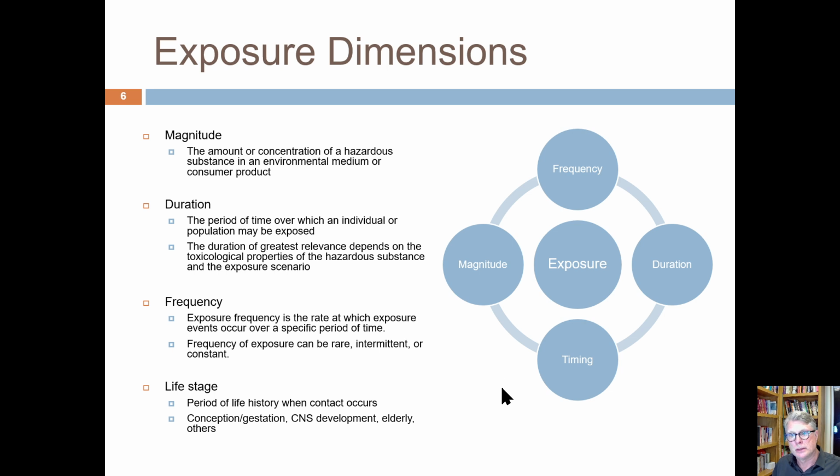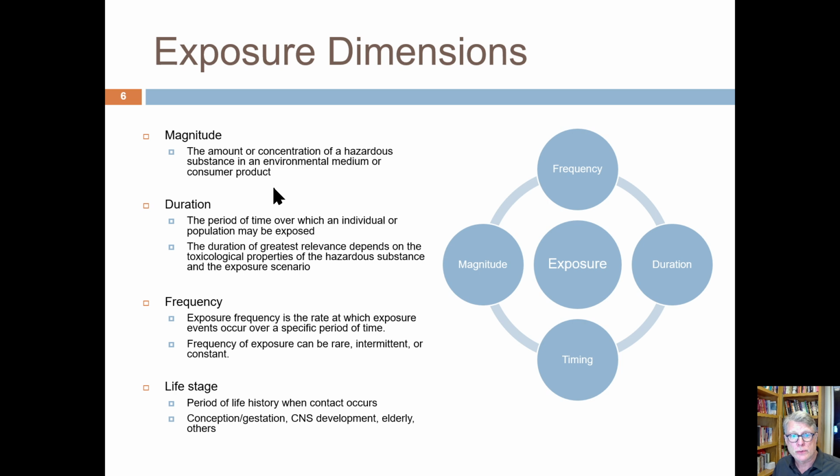Exposure has 4 key dimensions. They are shown here on this slide: magnitude, duration, frequency, and timing or life stage. Magnitude typically refers to the amount of some hazardous substance in an environmental medium like air or some consumer product. And that amount we typically characterize as a concentration, so the amount of that substance per the volume of the medium, or the mass of the medium, or another measure of the size of that medium, and we'll look at that a little more closely in a second.